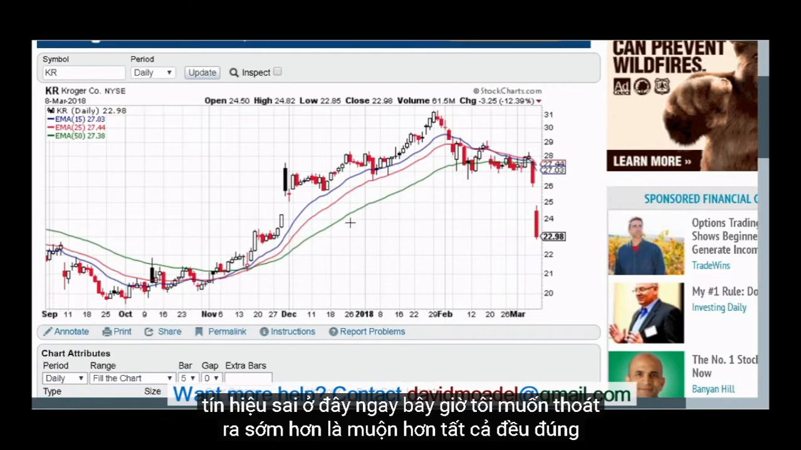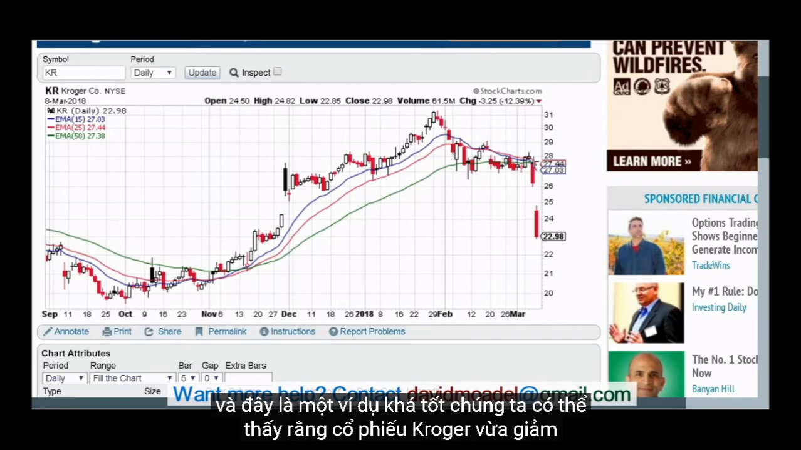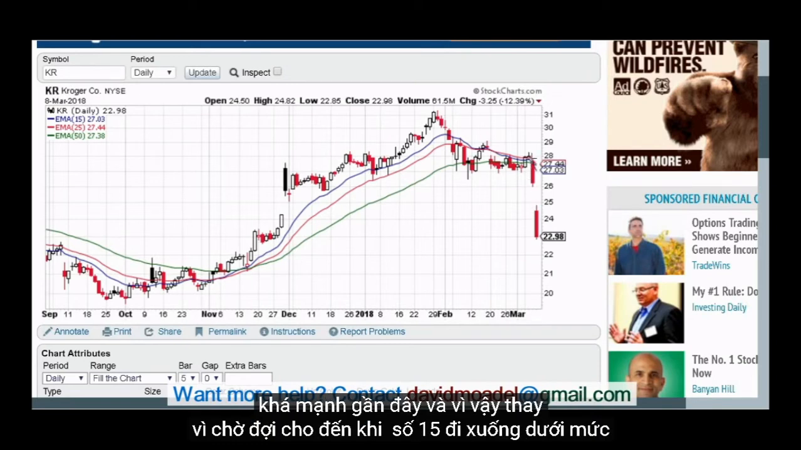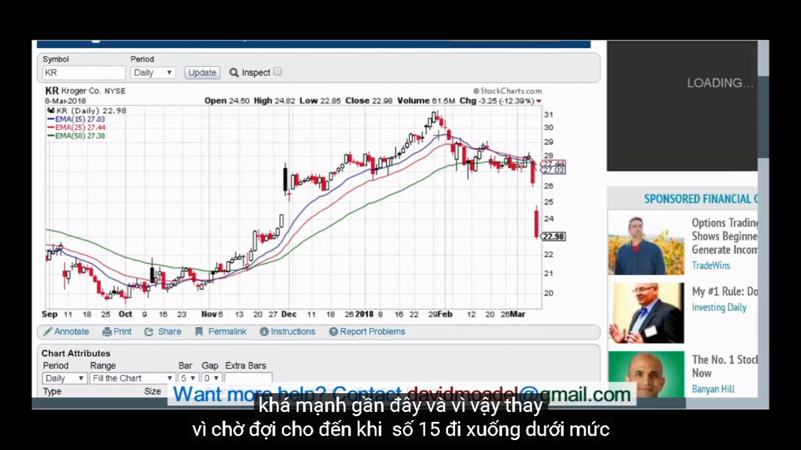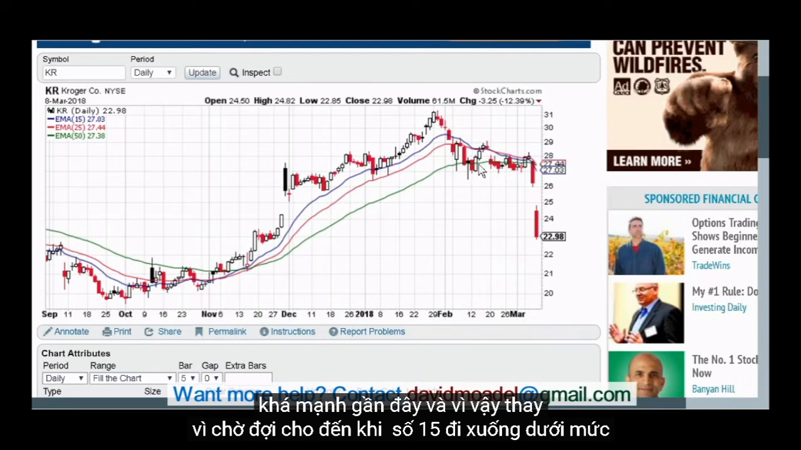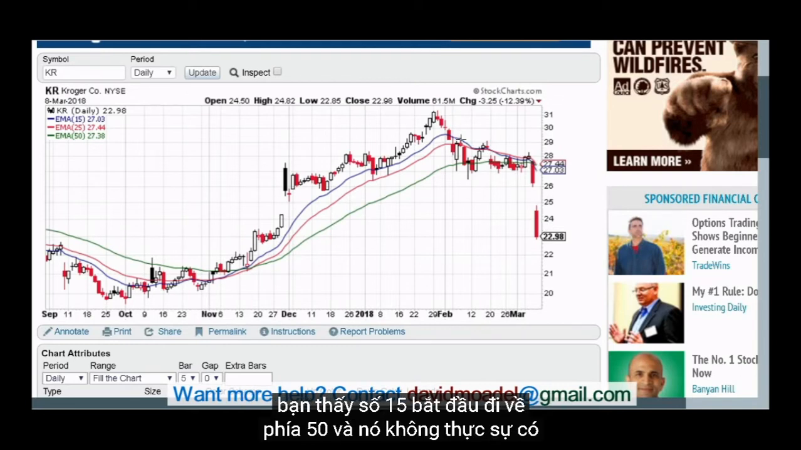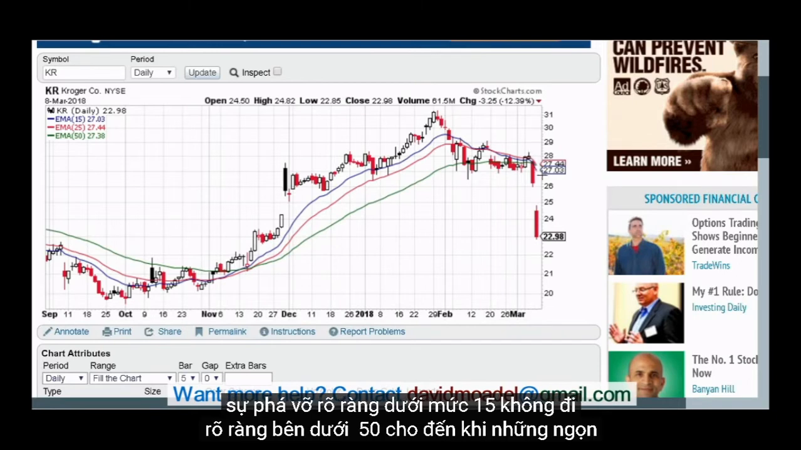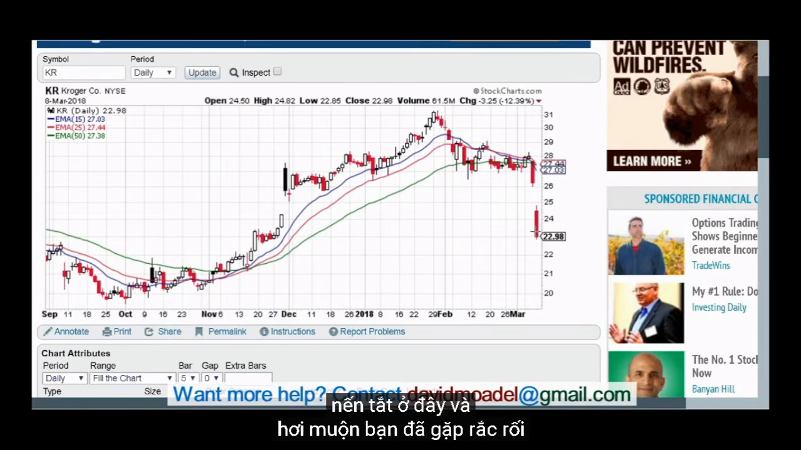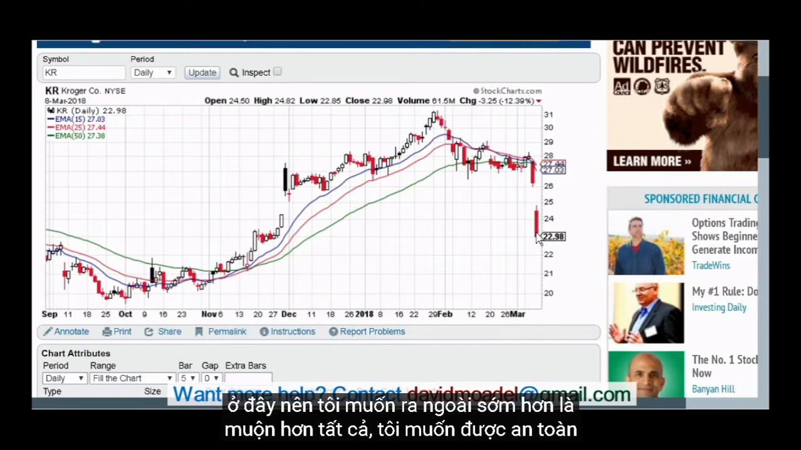Now, I like to get out sooner rather than later, all right? And this is a pretty good example. We can see that Kroger stock has just dropped rather sharply recently. And so instead of waiting until the 15 goes below the 50, because by the time that happened, it probably would have been too late. All right. You see the 15 start to go toward the 50, and it doesn't really have a clear break below. The 15 doesn't go clearly below the 50 until the candles are way down here. And it's a little bit too late. You're already in some trouble here.